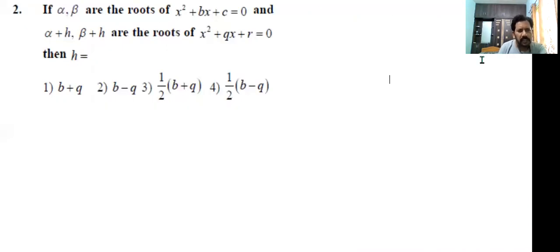See the second question. What is the given condition? Alpha, beta are roots of x square plus bx plus c is equal to 0. Then write the conditions here. Alpha plus beta, that means sum of the roots, alpha plus beta is minus b, product of the roots, only c. Actually c by a, where a is the x square coefficient, whose value is 1. That's why no need to write.